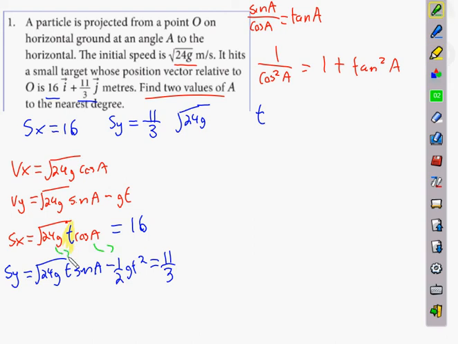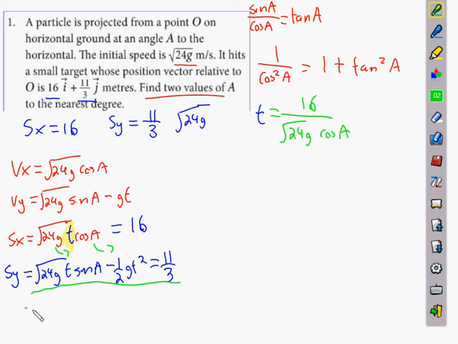So what we're going to get is that T equals 16 divided by root 24G cos A. Everybody happy with that? Now we don't know what A is just yet. So what we're going to do next is input that into this equation here. We'll start off down the bottom.